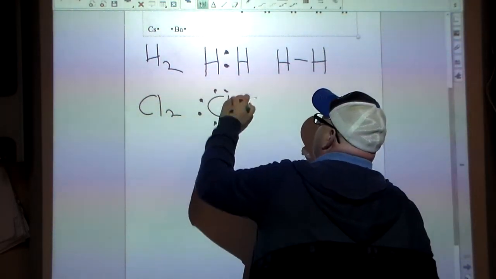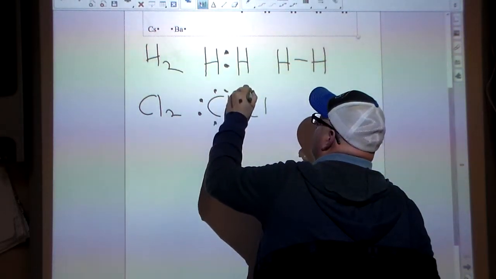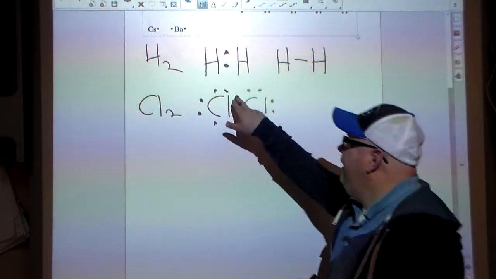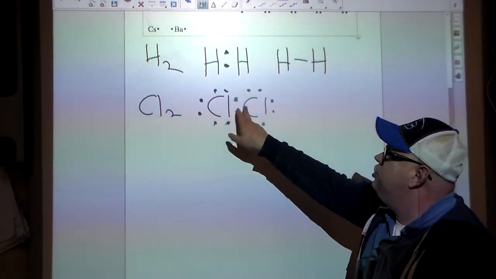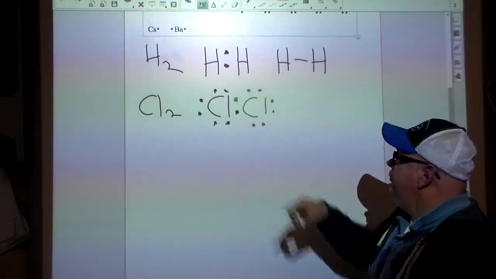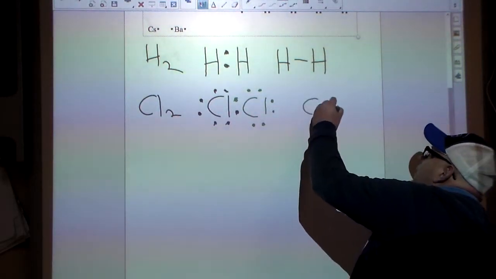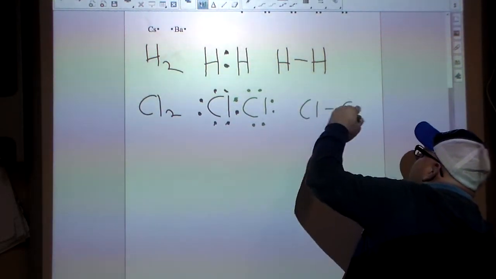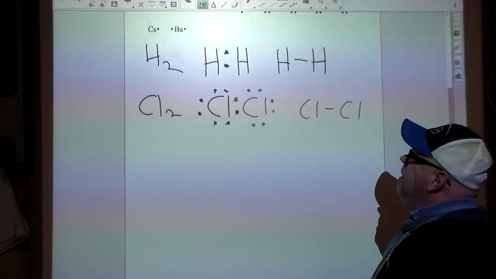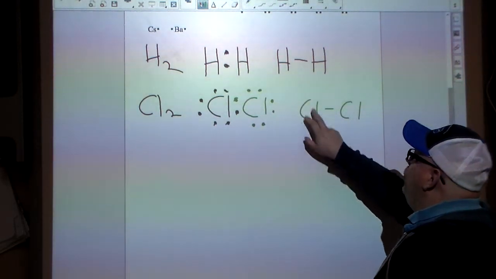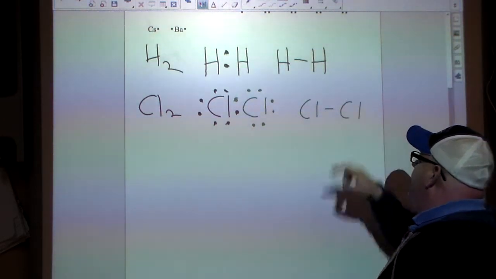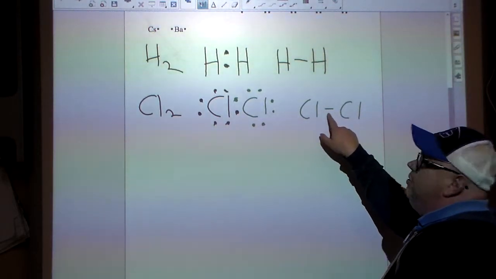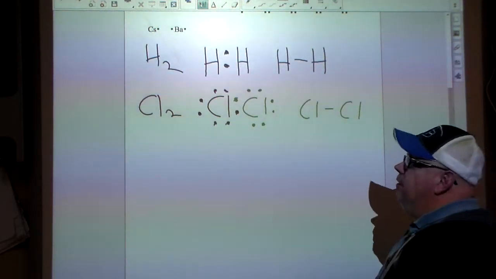So we've got the other chlorine. I did the color so you can see where the chlorines are sharing each other's electrons. But in the end, it's going to look like this. Now, do you have to show those other valence electrons out there? No, you don't have to. The important thing to look at is that connection right here. Again, this is a single bond.